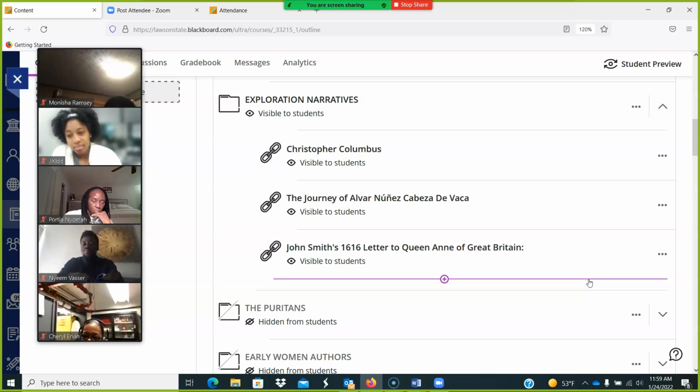It's a long name. We're going to refer to him as Devaca. Okay, that'll make it a little easier. We will shorten it. The first time you mention him, if you're writing about him, you will use his whole name, Alvar Nunez Cabeza de Vaca, right? After that, you can refer to him as Devaca. Yes? In the quizzes, you will see that I refer to him as Devaca. Okay? All right. Questions about this?